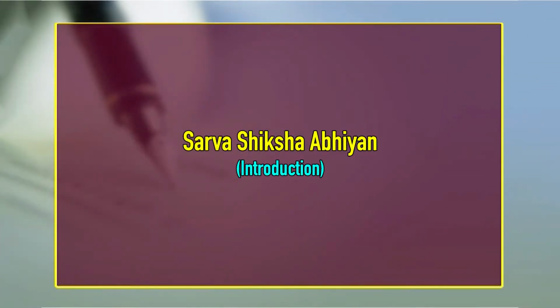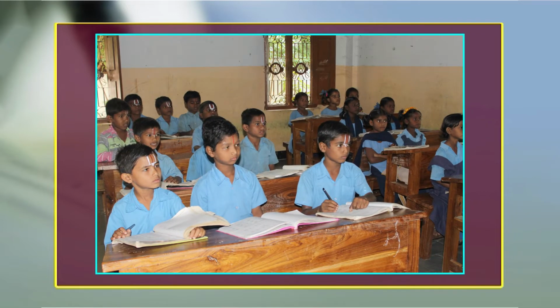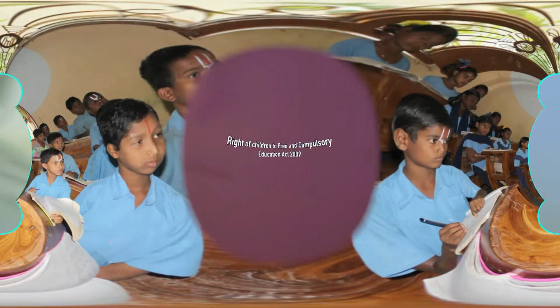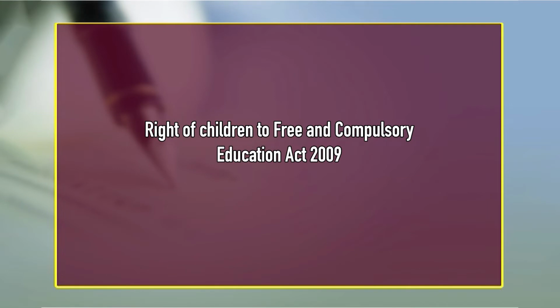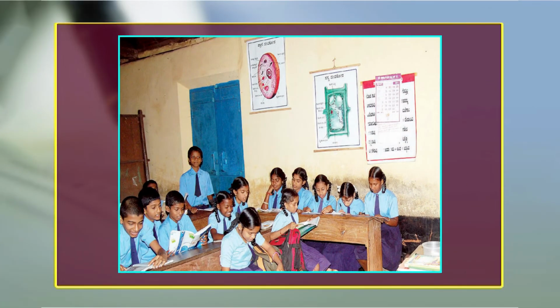Now, let's come to the introduction of this Sarva Shiksha Abhiyan. Free and compulsory education to all children up to the age 14 is a constitutional commitment in India. Also, through the Right of Children to Free and Compulsory Education Act 2009, all children of the age of 6 to 14 years have the right to free and compulsory education in a neighboring school till completion of elementary education.